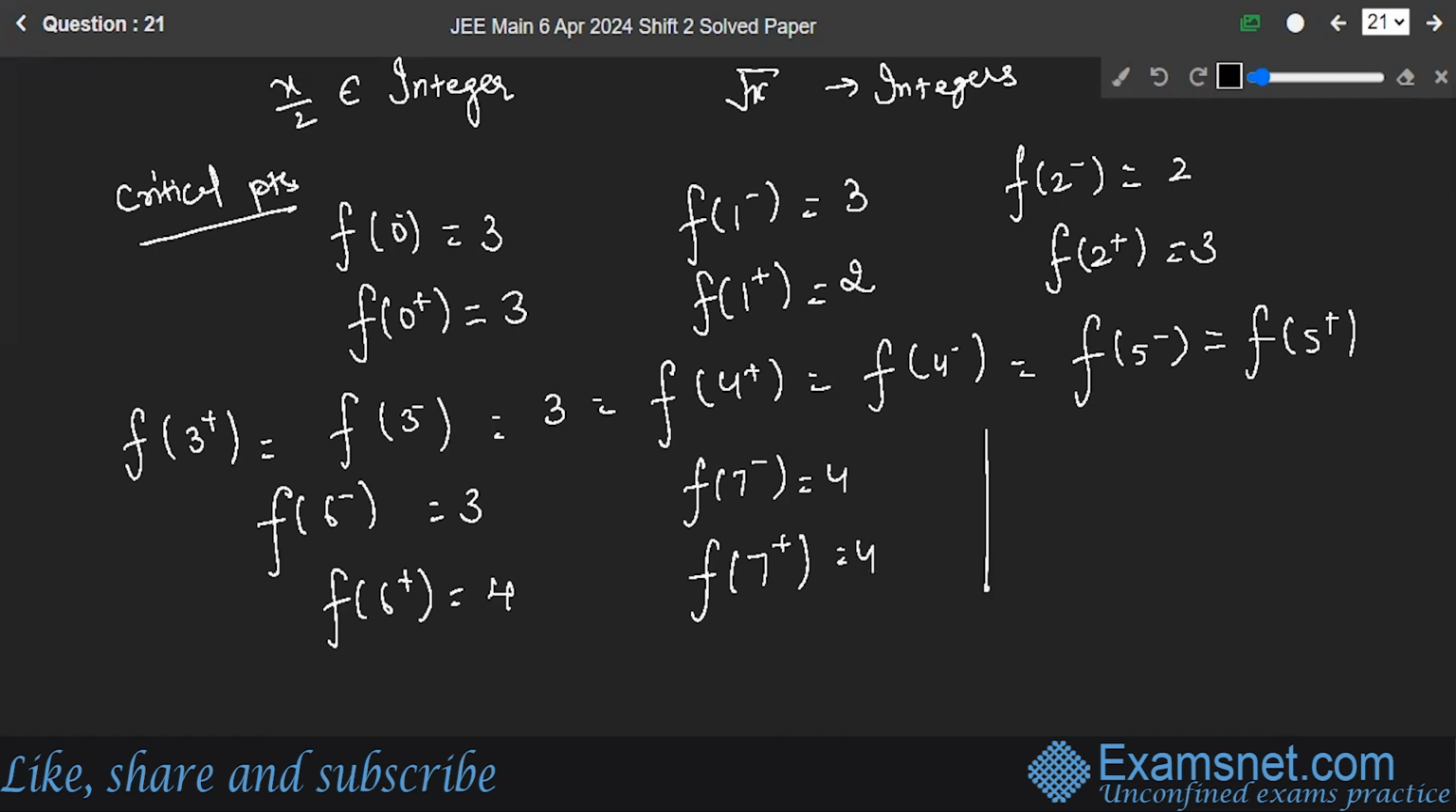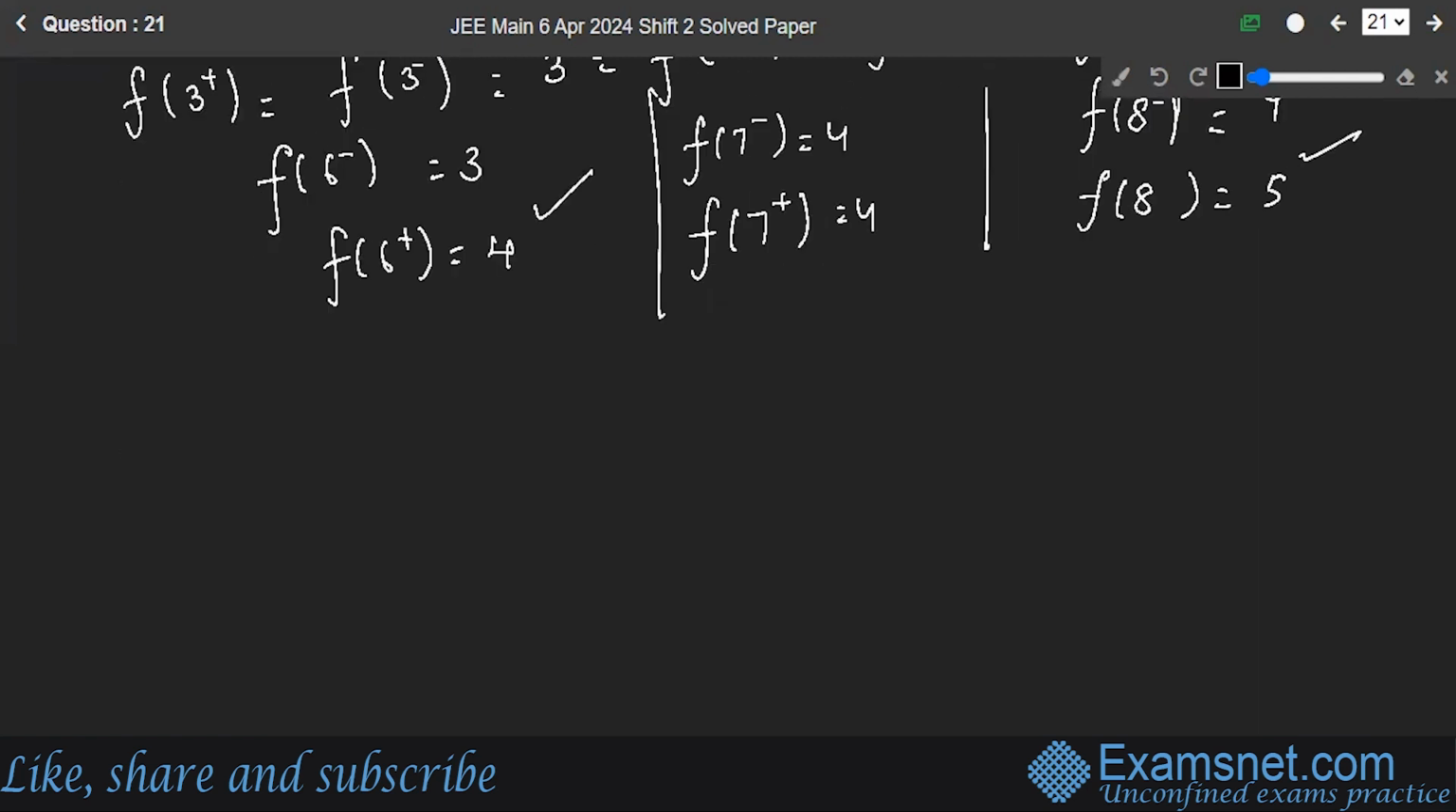Okay. And f8 minus, on solving, this will give me a 4. F8, this is going to give me a 5. Therefore, the function is non-continuous at this, and this, and this. So, therefore, function is non-continuous at x is equal to 1, 2, 6, and 8.